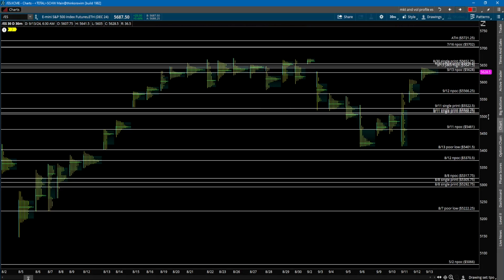Looking at the market profile chart for the ES, we see that on Friday we actually have a poor high here, and we also have some single prints up here that need to get filled. So I wouldn't be surprised to see this poor high come up in the coming week and push up to this high.